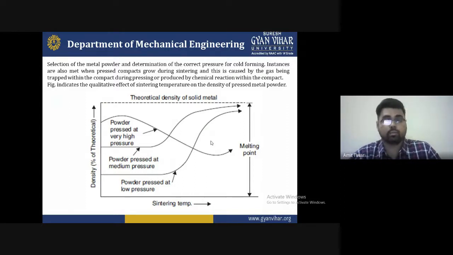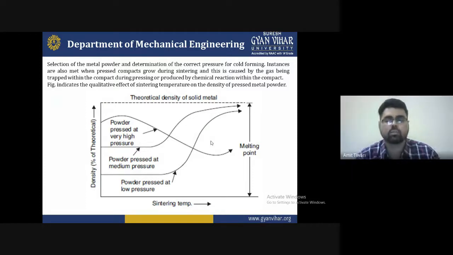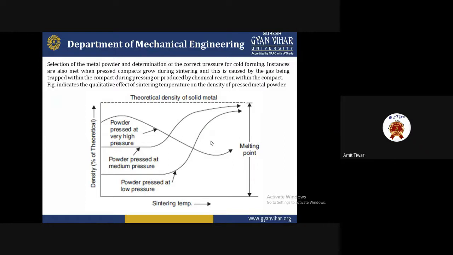That is the other requirement. Instances are also made when pressed compacts grow during sintering, and this is caused by gas being trapped within the compact during pressing or produced by chemical reactions within the compact, and the figure indicates the quantitative effect of the sintering temperature on the density of the pressed metal part. So these are some basic requirements, and these are the selection criteria which have to be used as per the range. The powder pressed, that is the low powder pressed, is required.